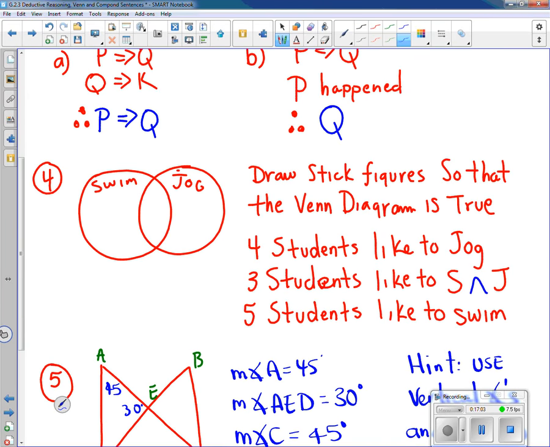All right, so here's an example of a problem like that I just did. Now, if you look at the 3 students, this S and J, that should be the first 3 you stick in, and they all just go in the middle. 3 go in the middle. Now you need to get the other 4 and 5 to work so that you end up with only 4 joggers and 5 swimmers, but some of them are already accounted for here in the middle.